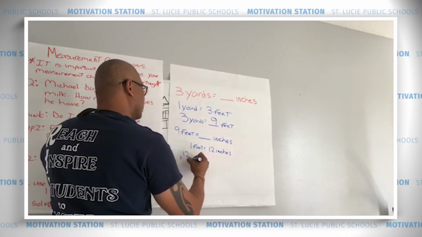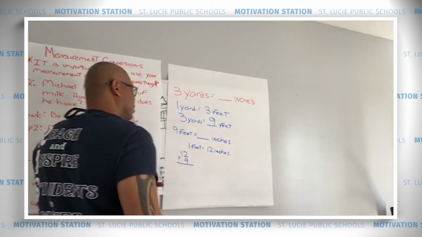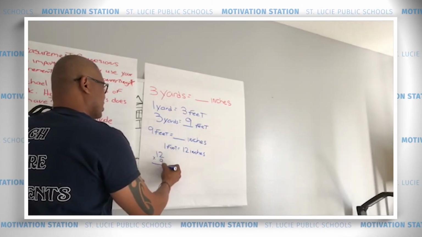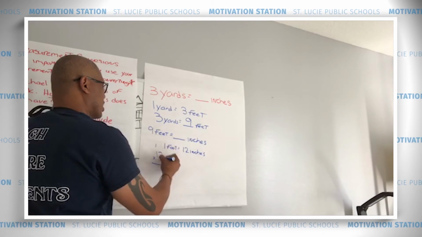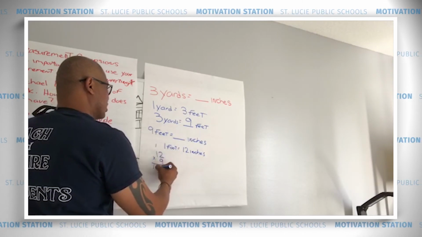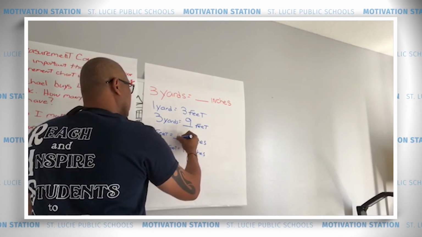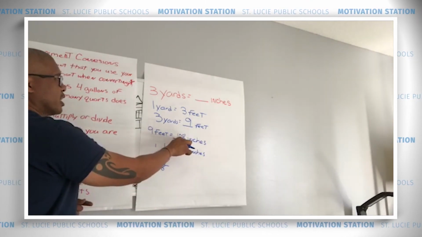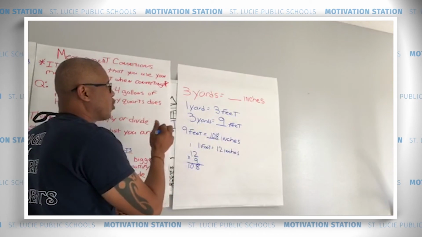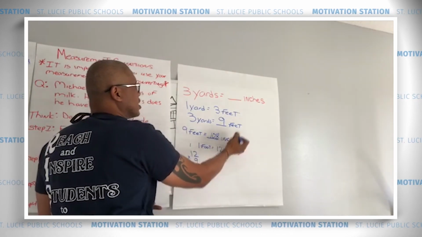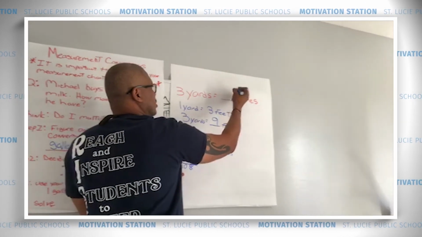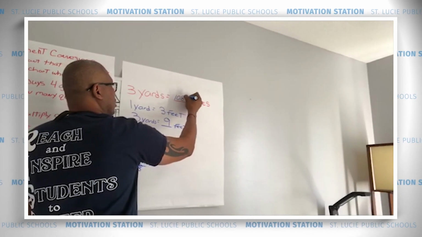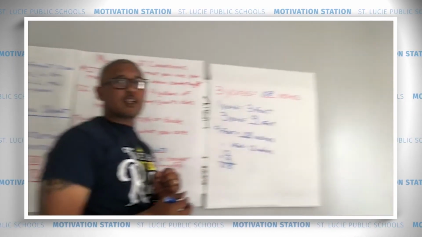So I have 12 times 9. 2 times 9 is 18. 1 times 9 is 9, plus 1 is 10. So 9 feet equals 108 inches. So therefore, 108 inches is equivalent to 3 yards.